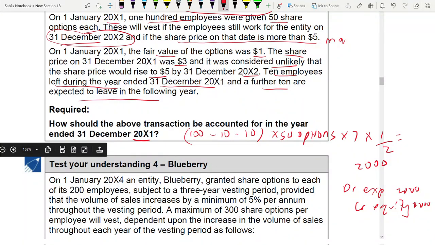All the writing part, you can do it. You can read your answer. Answers are there in your textbook. Read it and you can write it in your own words. My part is only the explanation part. Coming to test your understanding 4.